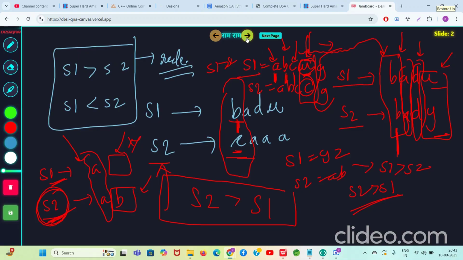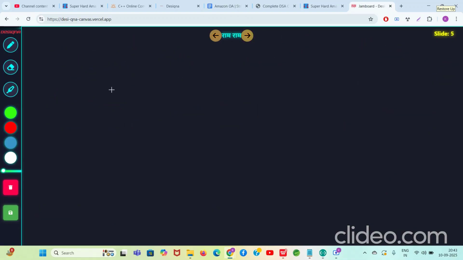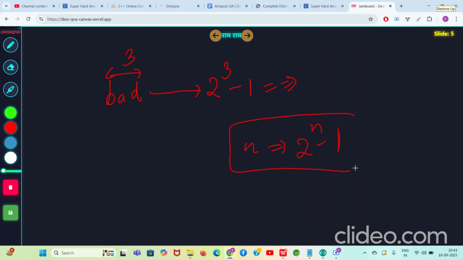Now, if I give you BAD, what are all the subsequences? BAD, what is the length? The length is 3, right? So for a 3 length string, there are 2 raised to 3 minus 1 subsequences. This basic mathematical stuff you should know: for an n length array or n length string, there are 2 raised to n minus 1 non-empty subsequences. So 2 raised to 3 is 8, minus 1, so it's 7, right? Okay, it's 7.